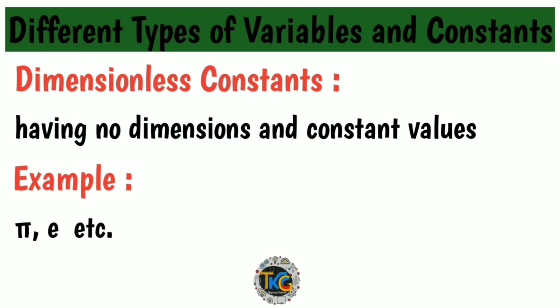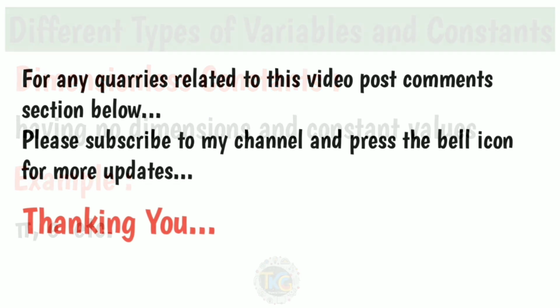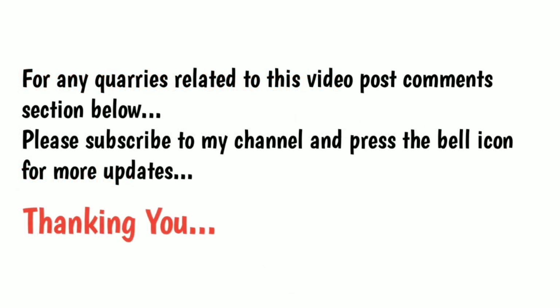So in this class we learned that on the basis of dimension, the physical quantities are classified in 4 categories. Two, that is dimensionless constant and dimensionless variable. Another two, that is dimensional constant and dimensional variable. Clear? So this is all about today's class.